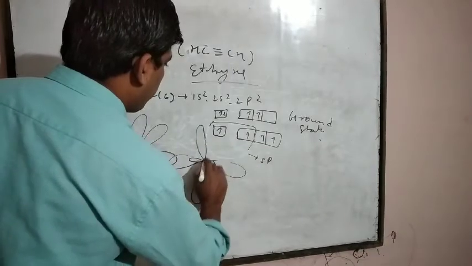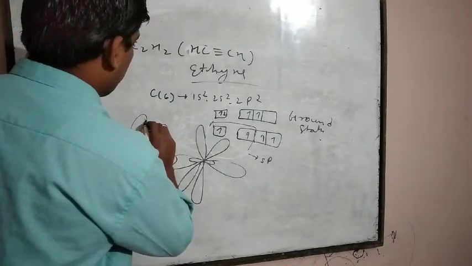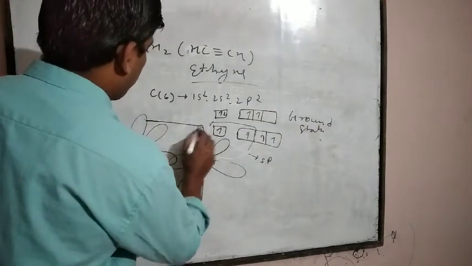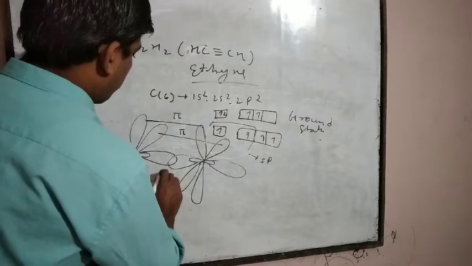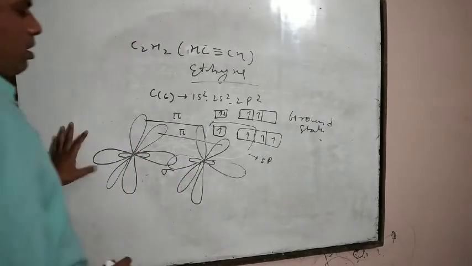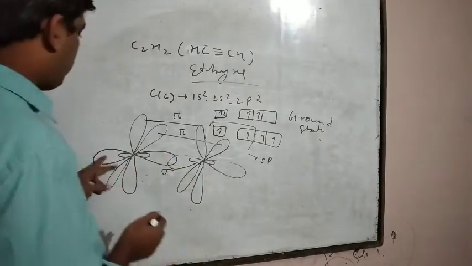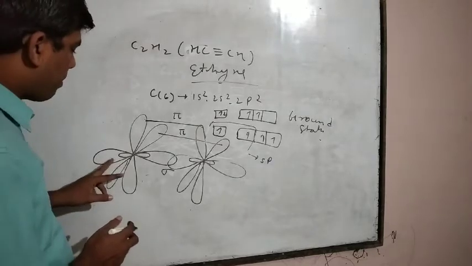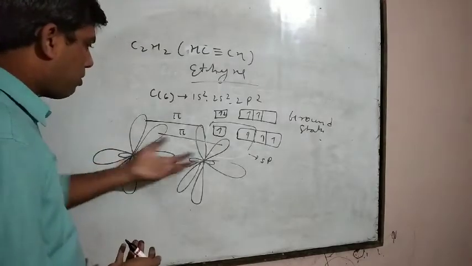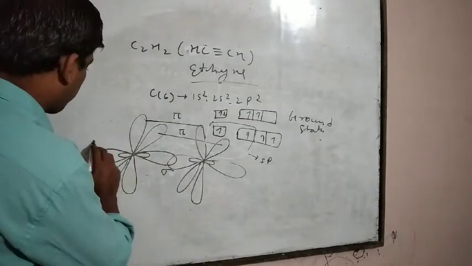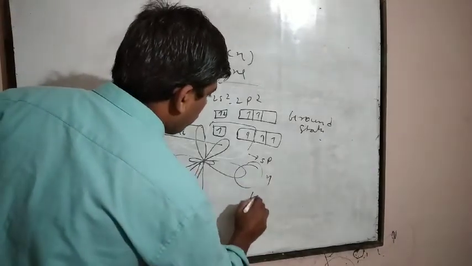Through lateral or sidewise overlapping, pi bonds are formed like this. This is a pi bond and this is a pi bond. This is a sigma bond, which is formed by end-to-end overlapping of hybrid orbitals of each carbon atom. One hybrid orbital of each carbon overlaps with the other, and the other hybrid orbital of each carbon overlaps with the 1s orbital of a hydrogen atom.